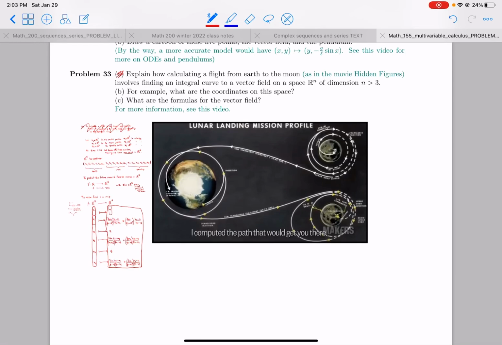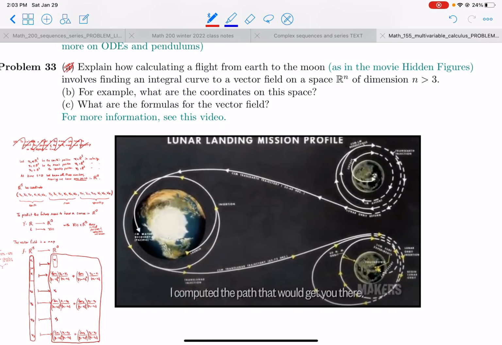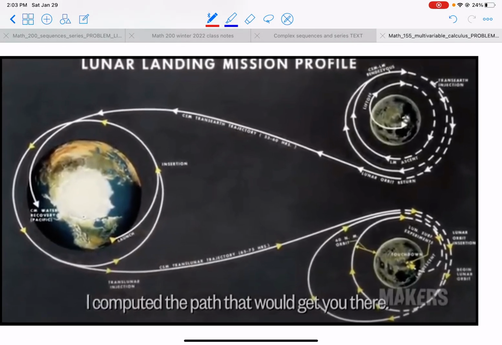Okay, hey everybody. So problem 33 is about, well, it's about this picture. So let's look at this first. So in the movie Hidden Figures, the mathematician has to compute this path precisely. Otherwise, the astronauts would potentially fly off into outer space forever and freeze, or they could crash into the moon, and that would be bad.